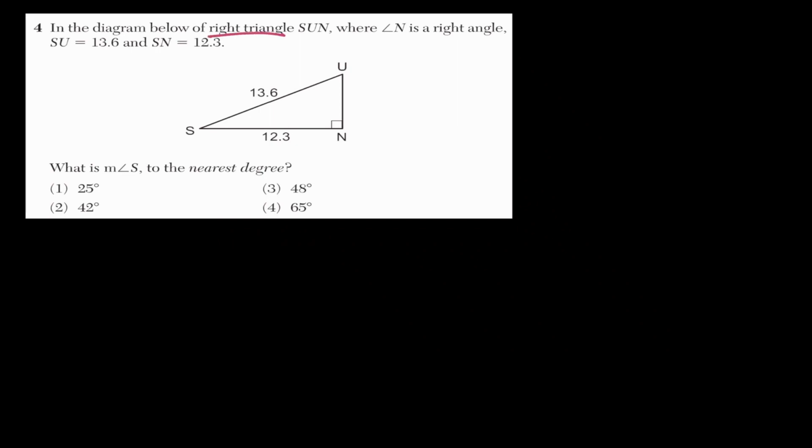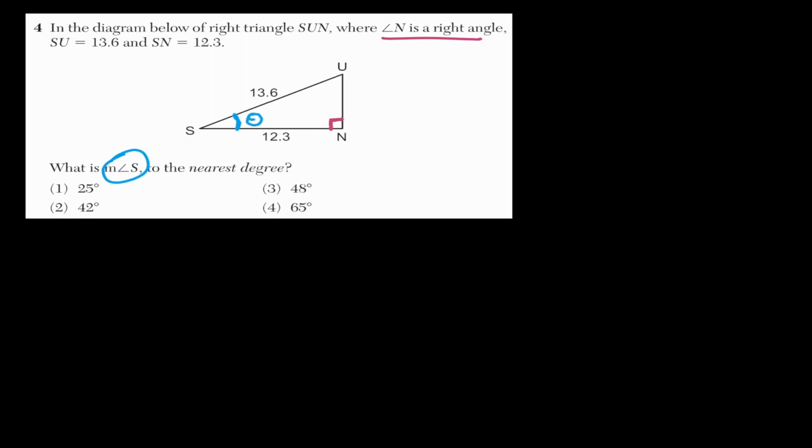In question 4, we are working with a right triangle. And we are being given information that angle N is the right angle. So let's highlight that in here. And then in addition, we are being given two line segments, SU, which we have here as 13.6, and SN, which we have here as 12.3. And what we would like to know is, what is the measurement of angle S? So let's identify that. That's the angle right here on the bottom left-hand side. Let me call this my reference angle.